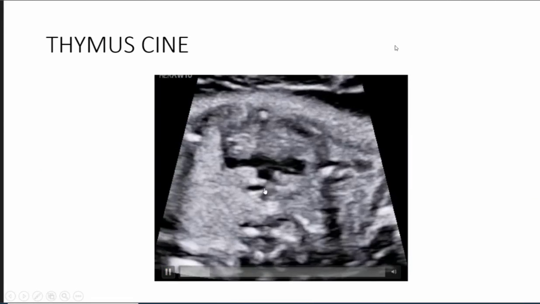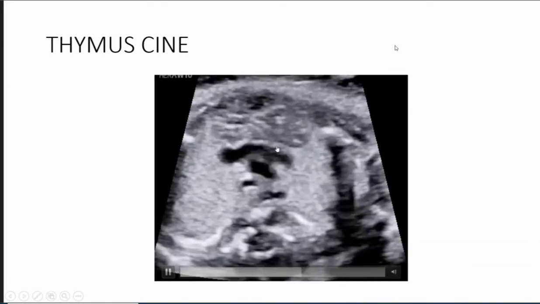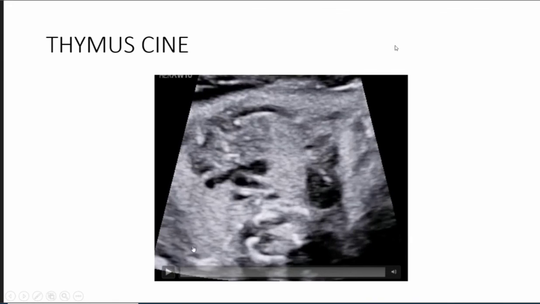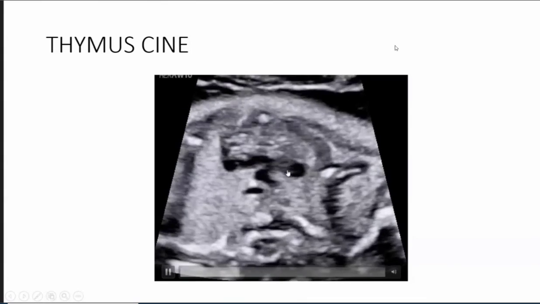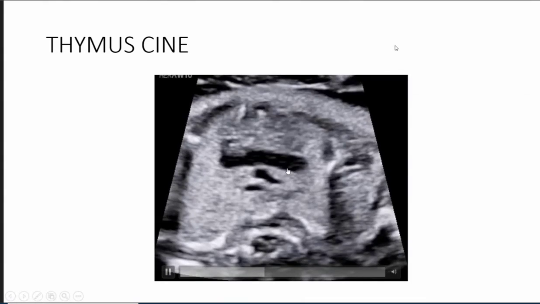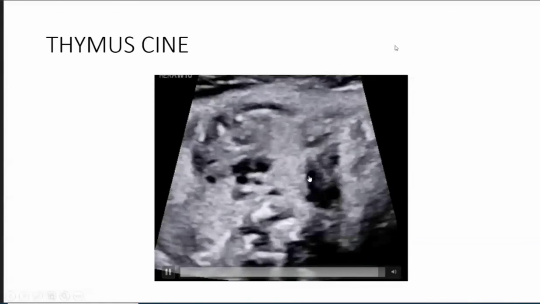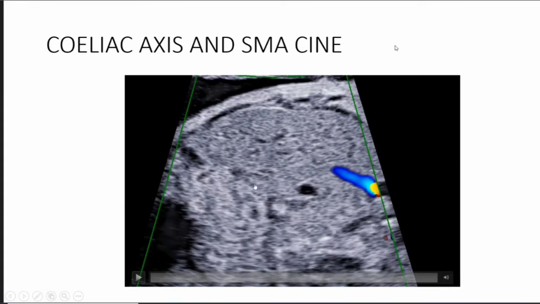Thymus. Thymus is seen as a mildly echogenic or a slightly hypoechoic structure with multiple perforated dot-like echogenic appearance. So this is the thymus. This is the brachiocephalic vein going from left to right to the IVC. And here you have the thymus hypoechoic, lungs are hyperechoic, bordered by sternum and by brachiocephalic vein.